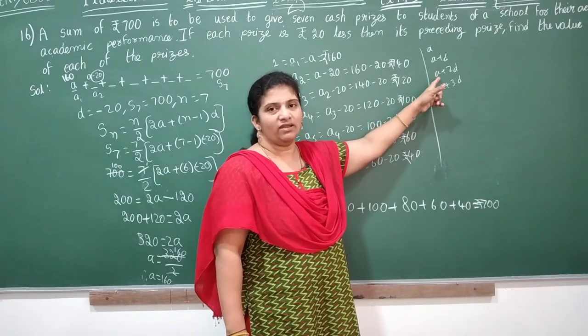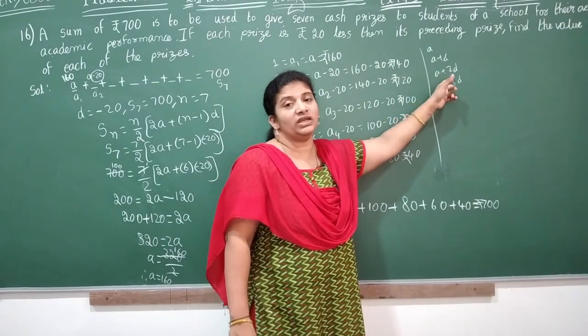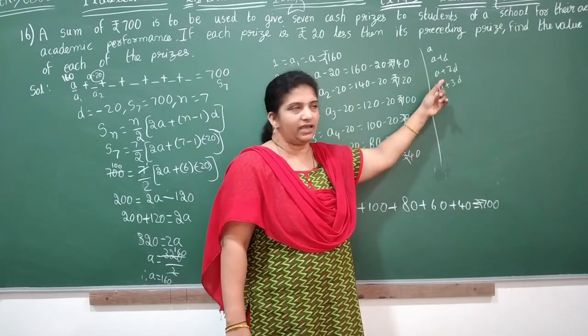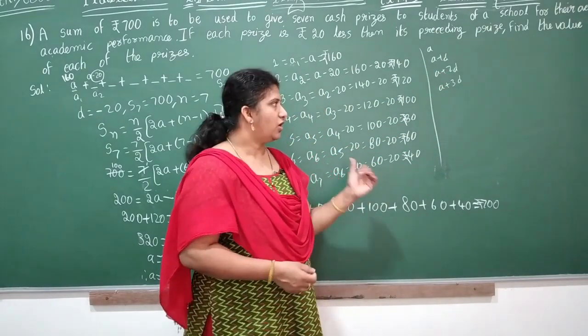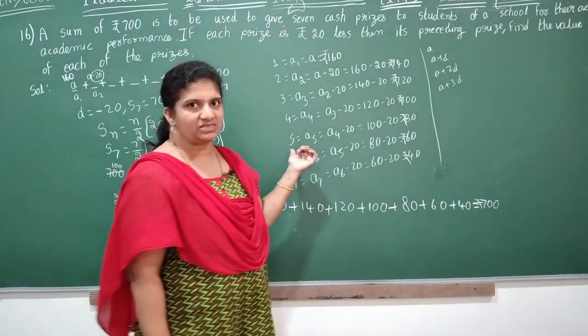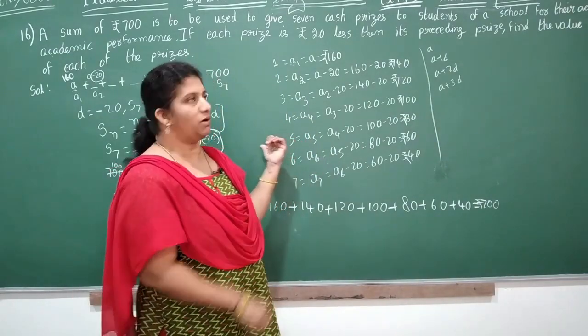Again here, 160 plus 2 into minus 20. Like this you can proceed. Either of the methods you can choose, children. Okay, I hope this problem is clear. We are going to do the next problem now.